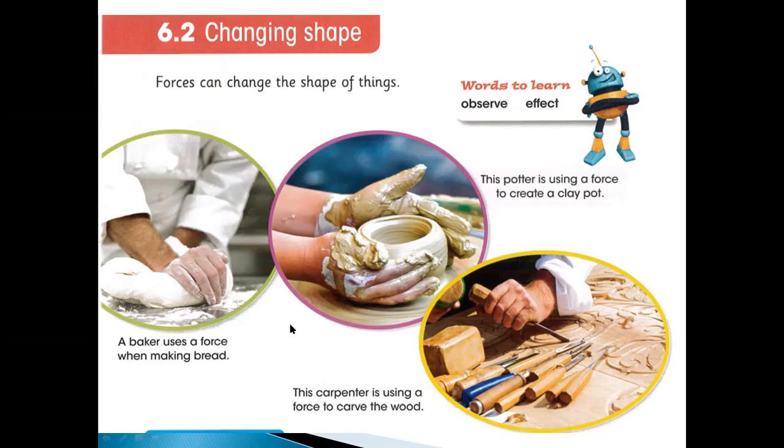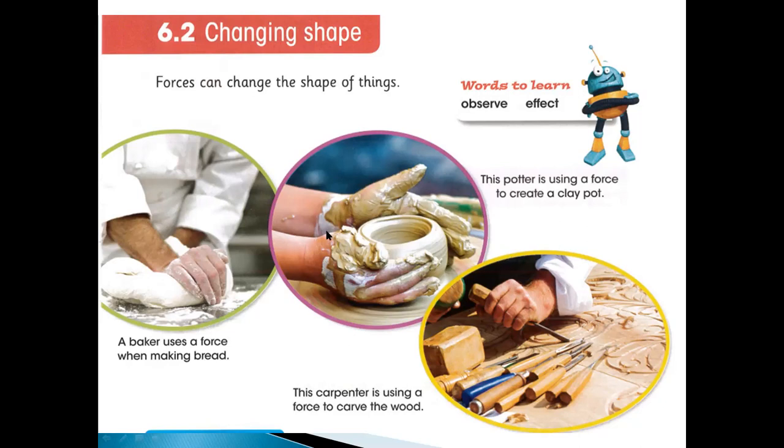Second thing, this carpenter is using a force to curve the board. He is using his force on the tool to change the shape or make a curve on a door, or you can say a bed, a chair, anything, but on the wood. So a carpenter is using force to change the shape of the wood.